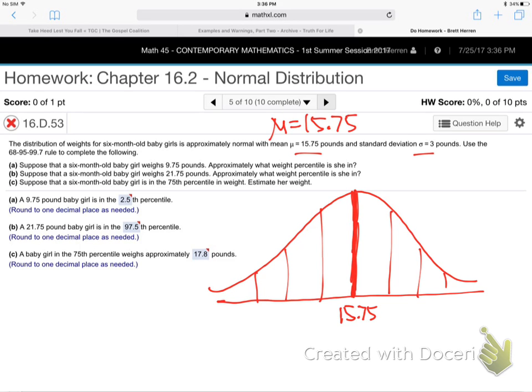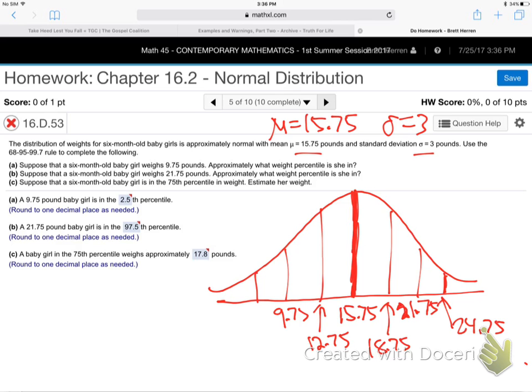So the middle is 15.75. The sigma is 3. The jump from line to line is 3. So I'm going to add 3. 18.75, add 3, 21.75, add 3, 24.75. And then the other direction, I'm going to subtract 3. So at 12.75, subtract 3, 9.75, subtract 3, 6.75.